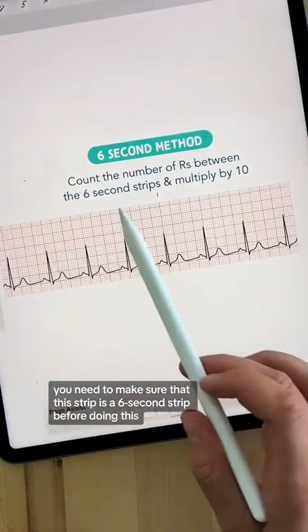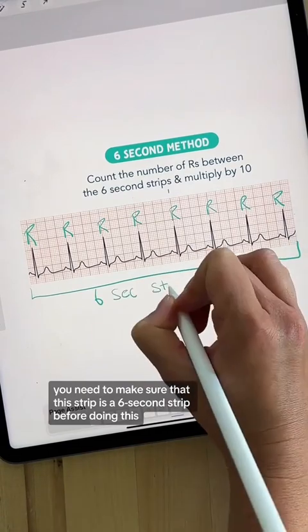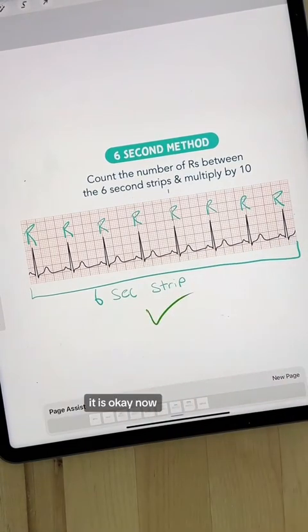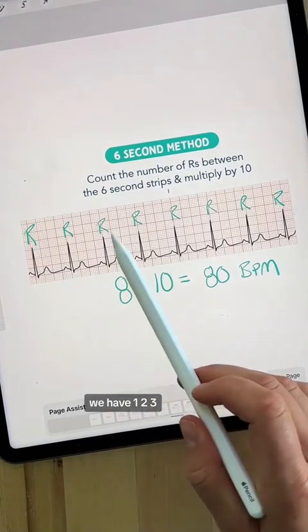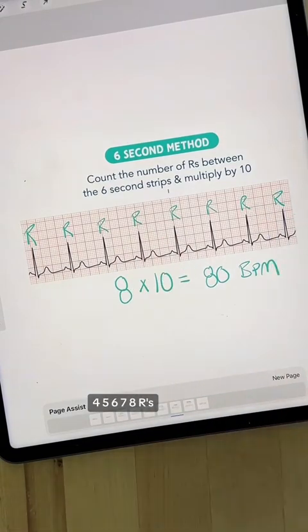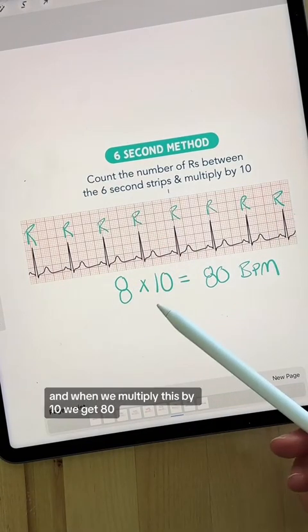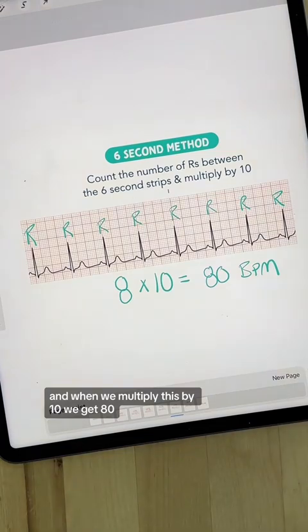You need to make sure that this strip is a 6-second strip before doing this. In this case, it is. Okay, now we're going to count the number of R's. We have 1, 2, 3, 4, 5, 6, 7, 8 R's, and when we multiply this by 10, we get 80, meaning this strip is 80 beats per minute.